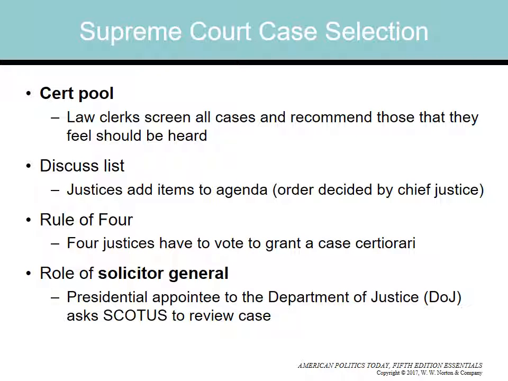A cert pool is when the law clerks screen all cases and recommend those that they feel should be heard. So the first thing that will happen is, if you want to get your case heard by the Supreme Court, it's going to be read by a law clerk. The discuss list is when the justices add items to their agenda and the order is decided by the Chief Justice, and then they talk about it. Then you have the rule of 4. 4 justices need to vote to grant a case a writ of certiorari, which means the case will be heard. The role of the Solicitor General is the presidential appointee of the Department of Justice who asks the Supreme Court of the United States to review cases for him.